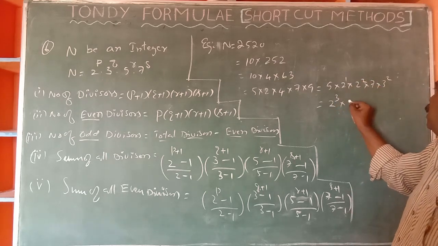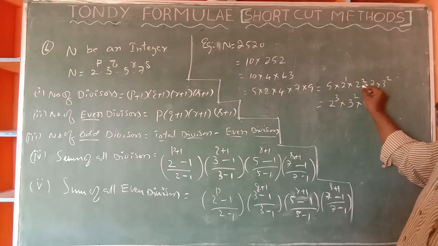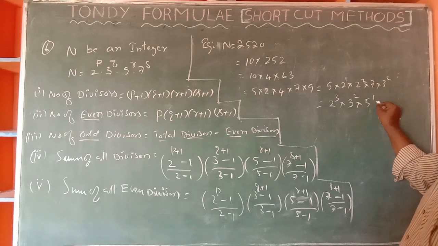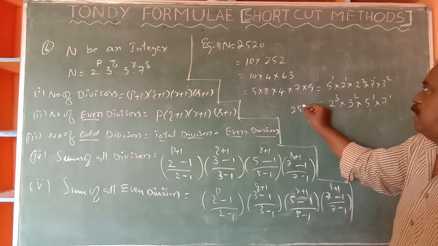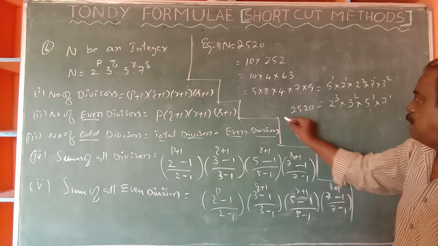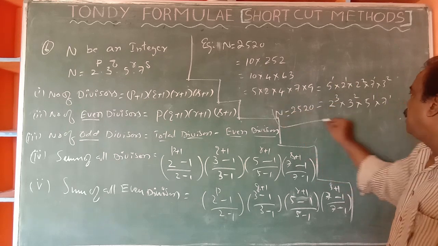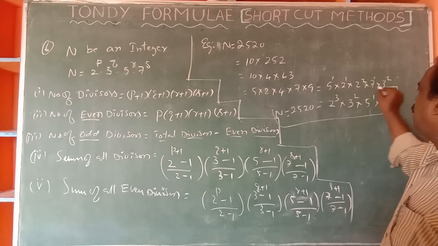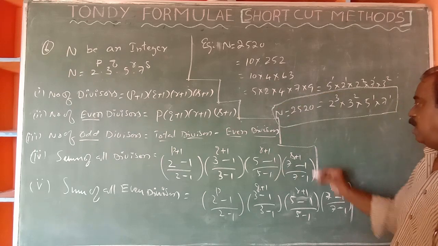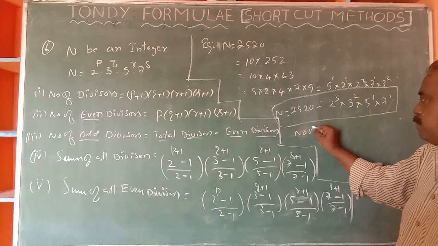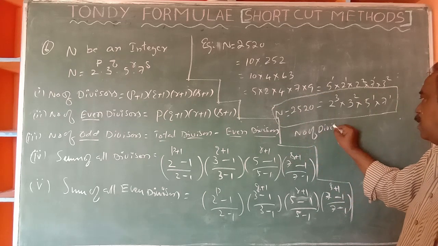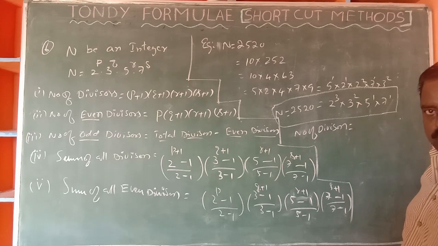2 cube into 3 square into 5 power 1 into 7 power 1. So this number, a 4-digit number that is given, n, can be written like this. Okay, now by using the number of divisors, also called factors.